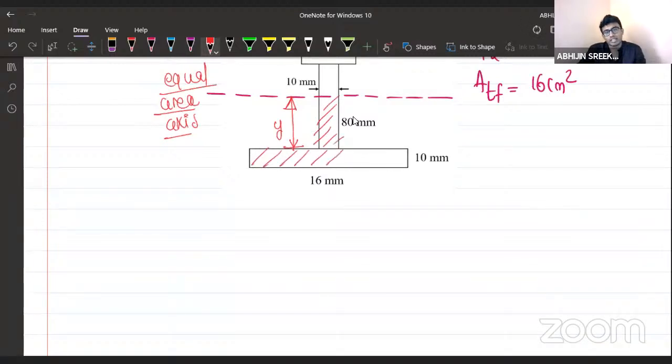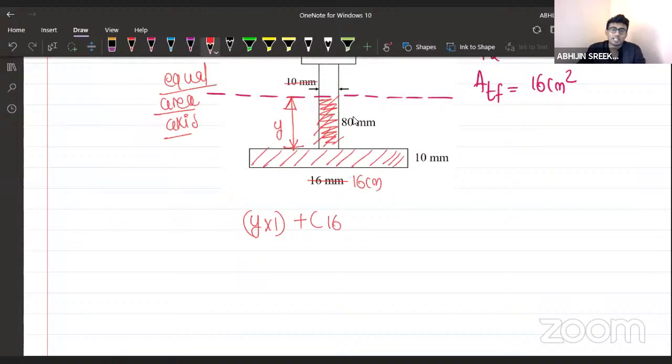what will be the total area here? The area below the plastic neutral axis will be equal to 20 centimeters square. Why? Because the equal area axis is dividing it into two equal parts, right? Or I can write it like y into 1 plus this area is calculated now, y into 1 plus 16, so 160 mm, or I'm going to consider it as 16 centimeter.